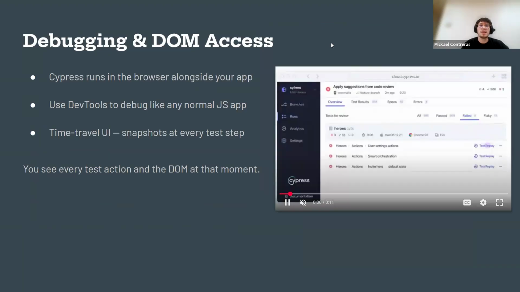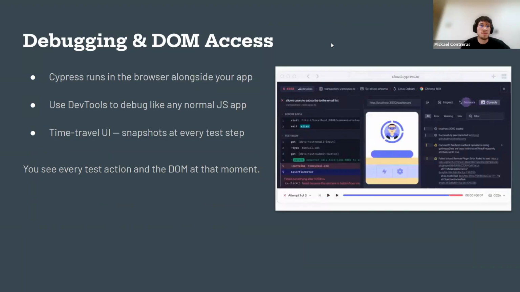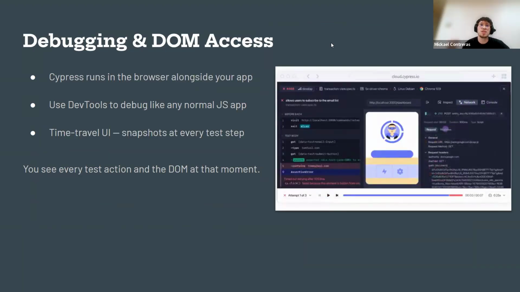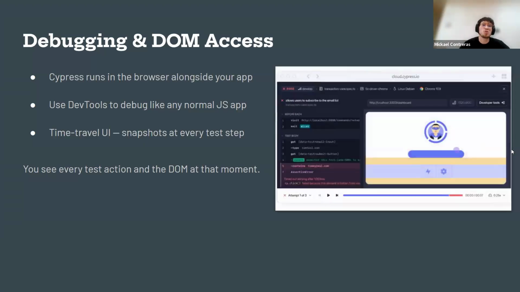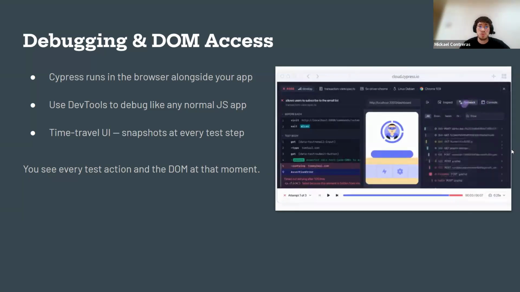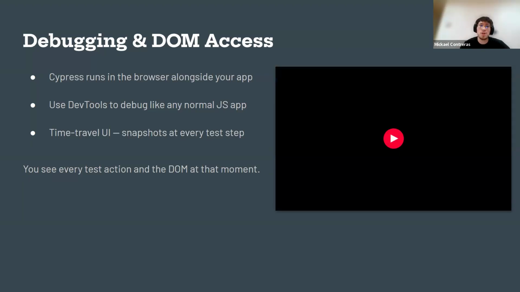Now, this is the main magnum opus of Cypress, debugging with DOM access. Unlike tools that run outside of the browser, Cypress is embedded inside the same browser as your app, which means you have full access to the DOM, local storage, network requests, and everything else the real user would see. You can open up the Chrome DevTools, write a test while a test is running, and debug just like you would any regular JavaScript code.